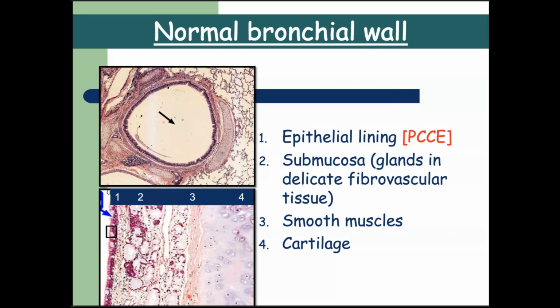So again, before the microscopy of asthma, you see the normal thing again, same picture. At high power, you see this pseudostratified ciliated columnar epithelium. This is the one with some goblet cells in the middle, then mucous glands, and this is the cartilage. So these are the 4 important features of the normal bronchial wall.